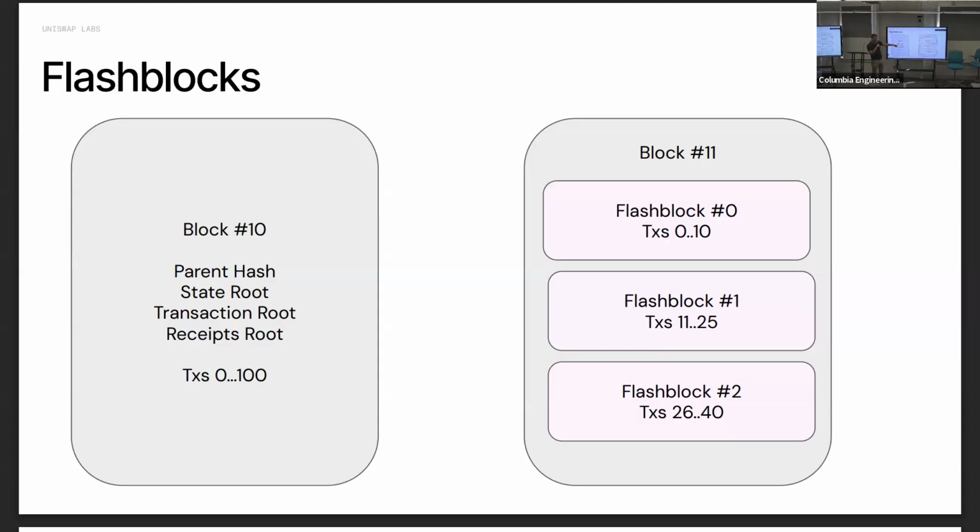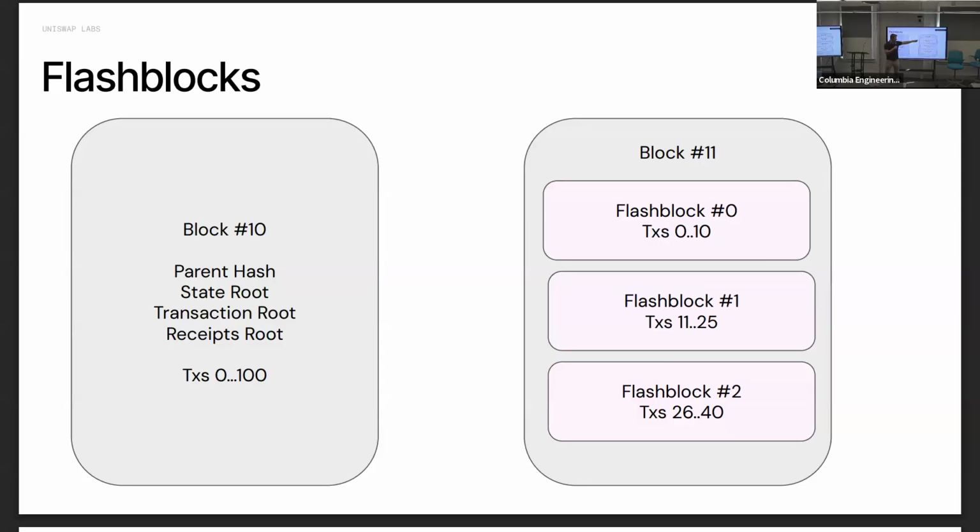So parent hash, it knows at the start. These state roots, transaction root, receipt roots, you can only compute those after the end of the block. And they're actually particularly expensive to compute. The state root especially is expensive to compute. And then it has all of the transactions, say 0 to 100.